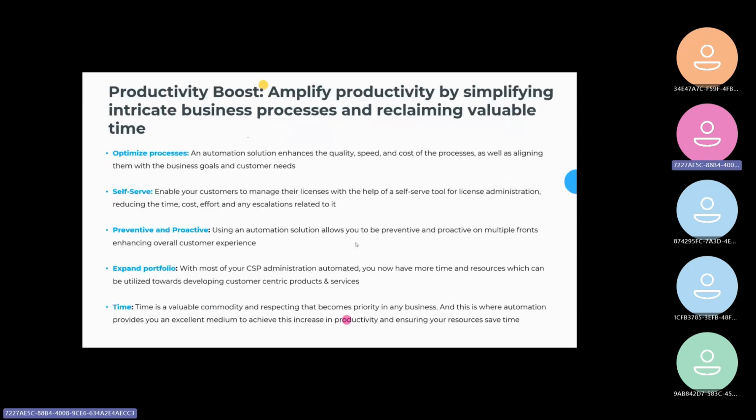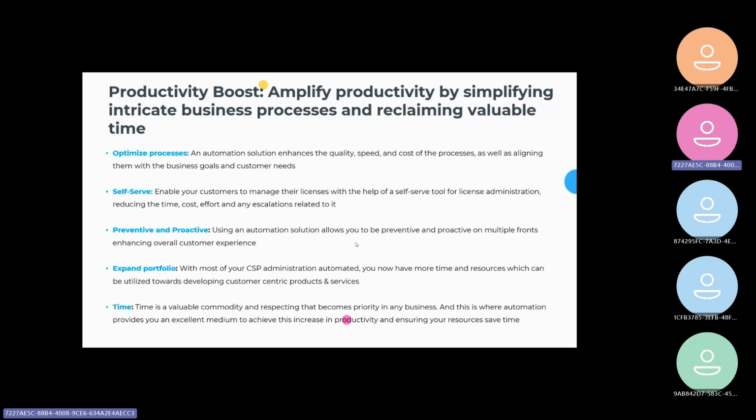All right. So now let's understand how exactly an automation solution would help you with productivity. Now, again, another aspect of a business is, of course, to optimize the whole process, ensure that you're making the best out of the resources available to you. More often than not, resources are wasted in redundant activities. That's where an automation solution comes in, wherein when you optimize the overall process, the automation solution enhances the quality, the speed, and even cost of the whole processes that you've created. And it will also help you align with your business goal and the customer requirements too.